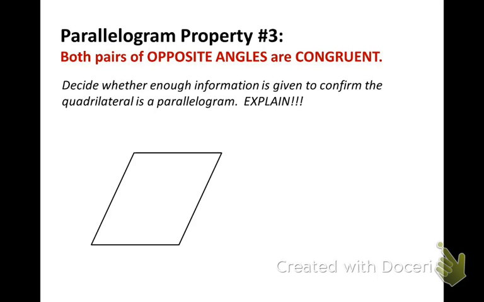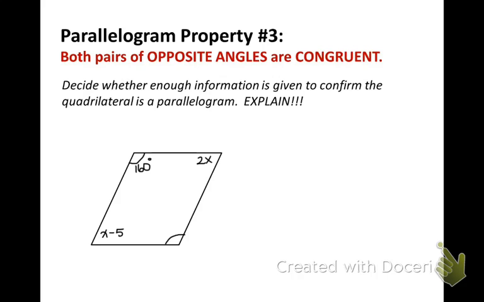Okay. Go ahead and copy property number 3. I'll give you the example problem. Okay, so this property says that both pairs of opposite angles are congruent. All right, so we want to decide whether we have enough information here to confirm whether or not this quadrilateral is a parallelogram, and you need to be able to explain it to me specifically. You can't just say, yeah, it looks like the opposite angles are congruent, right? You have to actually show me that the opposite angles are congruent.